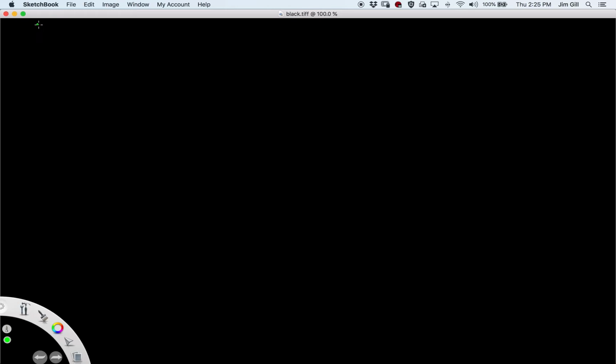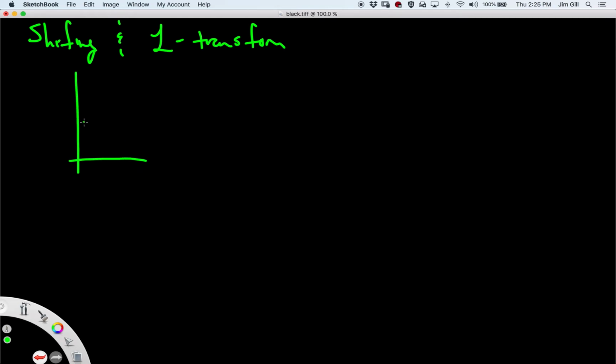Okay, we're going to talk about shifting and the Laplace transform. Let's say I have some function f. Looks like this. And I'm going to shift it forward in time, a units. So here's a units, and now the function's going to look like this, right?